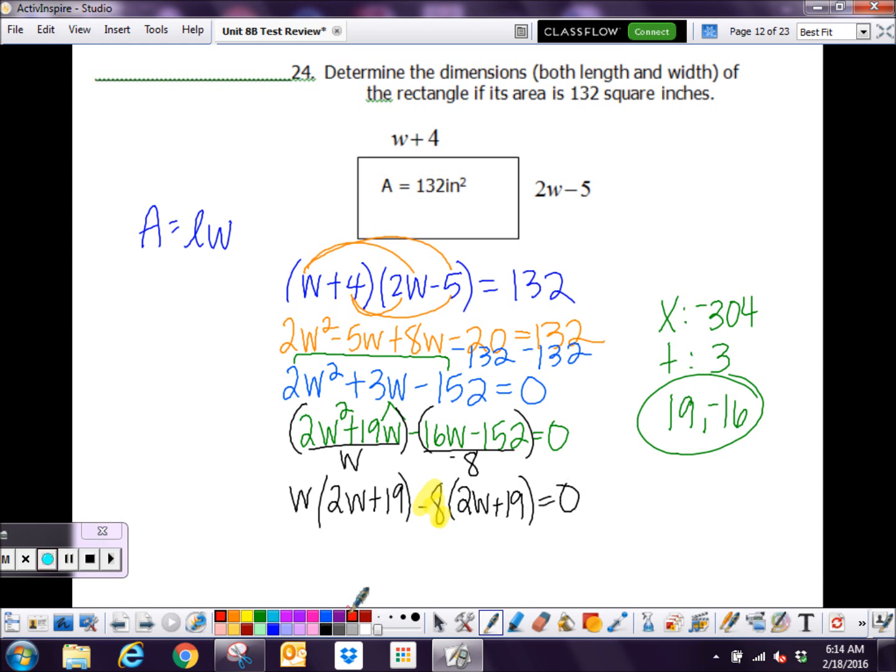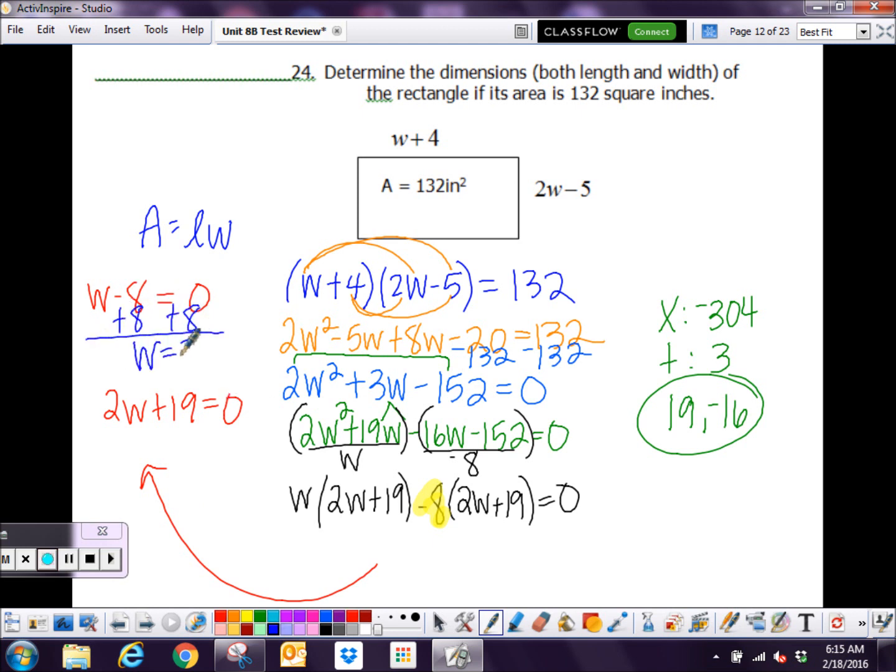So my factors here, I'm going to come over here and write my factors. I have w minus 8. I'm going to go ahead and just set that equal to 0. And I have 2w plus 19 equal to 0. So if I add 8 to both sides, I get w equals 8. Now over here, if I subtract 19, that's going to get me a negative number.